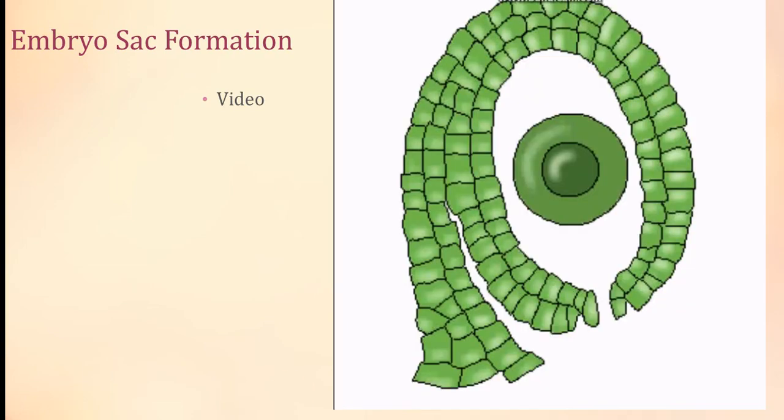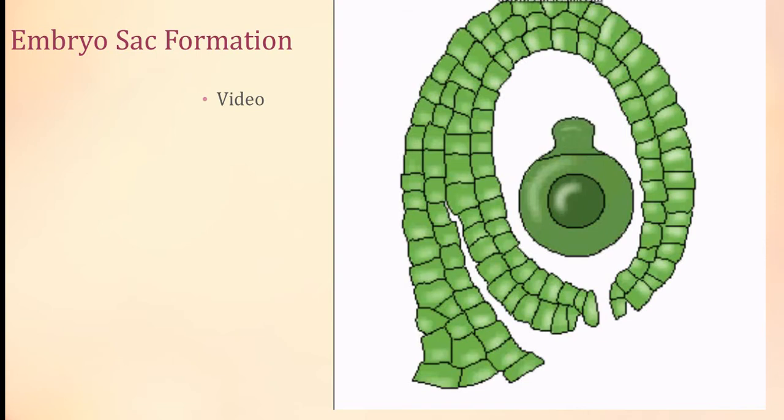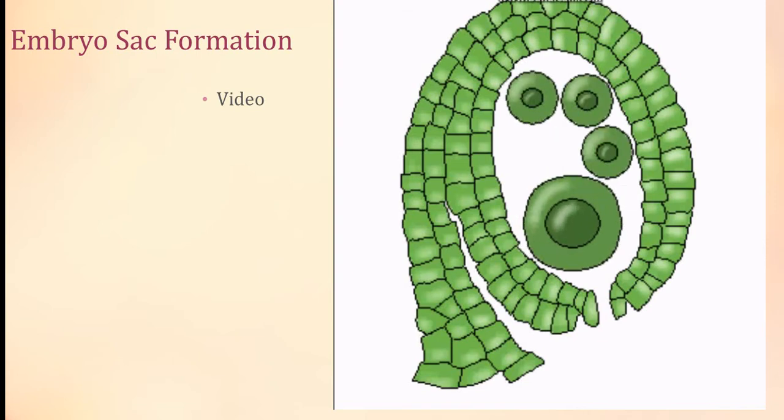Embryo sac formation begins with a diploid cell inside the ovule. That diploid cell undergoes meiosis to form 4 haploid cells. As is typical in female meiosis, 3 of those cells, called polar bodies, are small and quickly disintegrate.